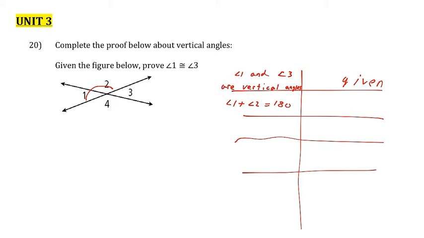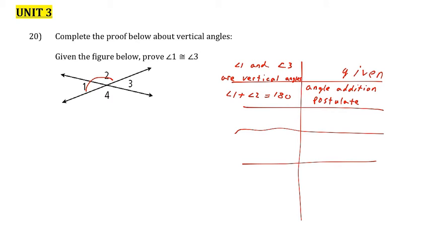A couple reasons you could put for that. A lot of times we put the angle addition postulate because you're splitting that larger angle, 180 degrees, into two smaller angles. So let's call this the angle addition postulate. You could say, I don't know, linear pair, they're supplementary, they lie on a straight line. Give me some reason for that.